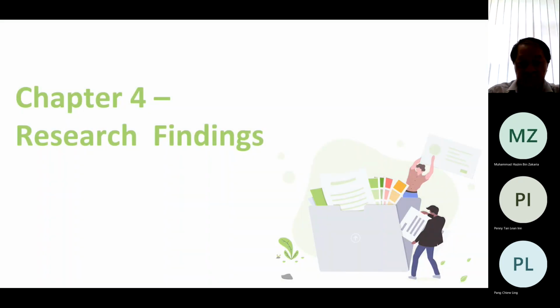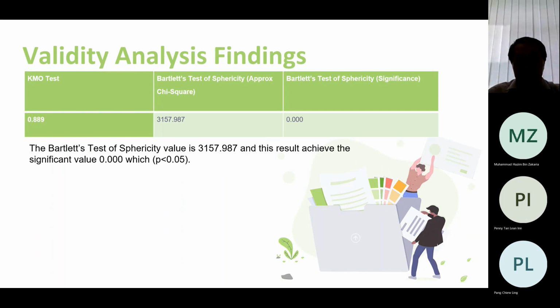Chapter 4, research findings. So basically from here, after I run the SPSS, the tests come up with this. For the validity analysis finding, the Bartlett's test of sphericity value is 3157.987, and the result shows it is significant. That means 0.00, which is less than 0.05.